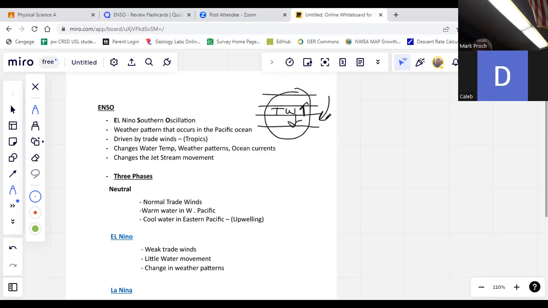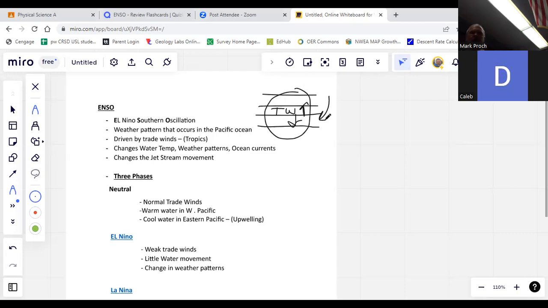Okay, but trade winds are just constant winds occurring between 0 and 30 degrees. If they're just normal trade winds, they take water and push it from one side of the ocean, the eastern part of the Pacific, to the western part. The water along the tropics is really warm, so it pushes warm water away.